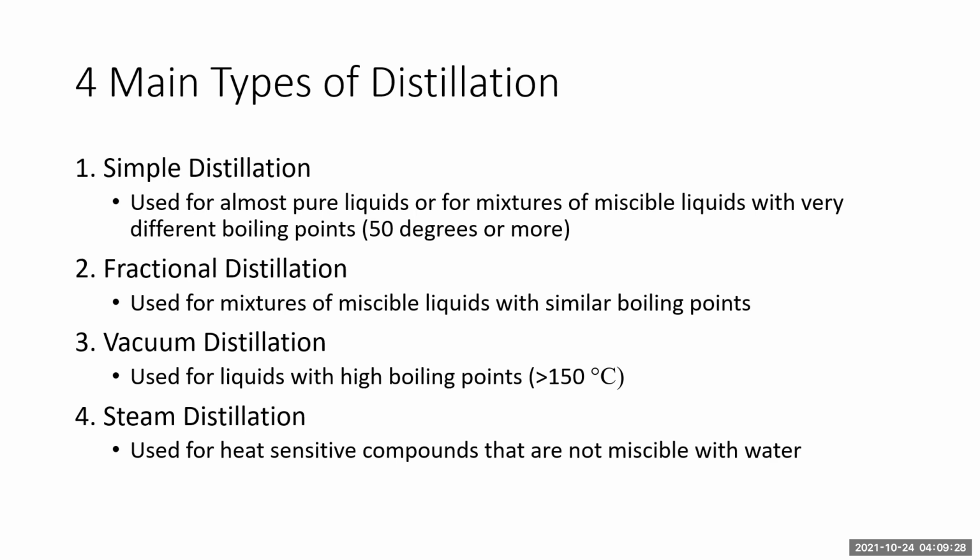Okay, moving on to the 4 main types of distillation. There are others, but these are the main ones. We have simple distillation, fractional, vacuum, and steam distillation. And simple distillation corresponds to the picture that you just saw on the last slide. And organic chemists or chemists will use this if they have liquids that are almost pure, or they're solutions where one of the components isn't volatile, like the salt that we saw before, or if the two components have very different boiling points. And it depends on the source.